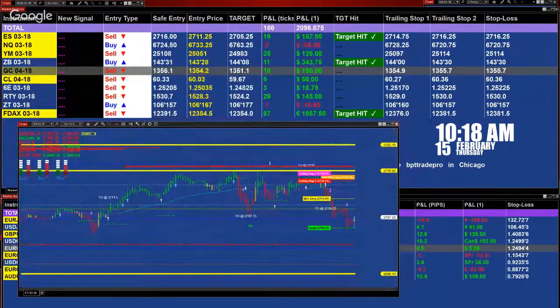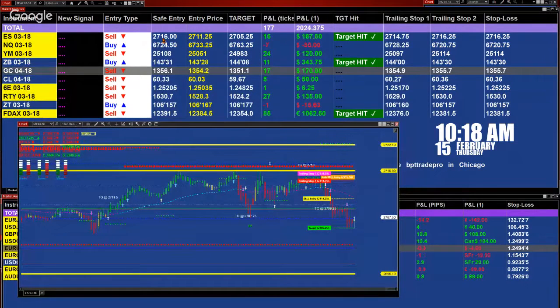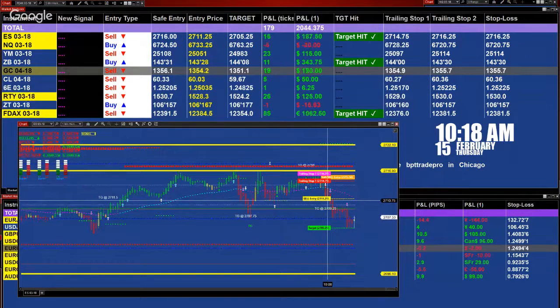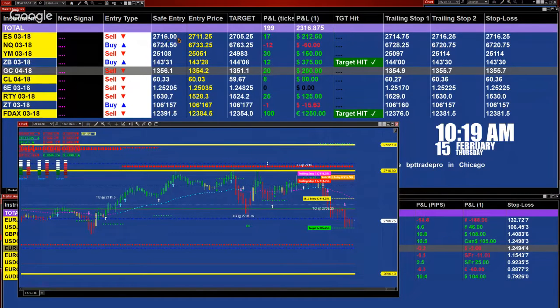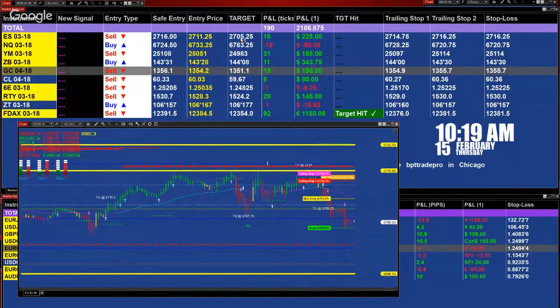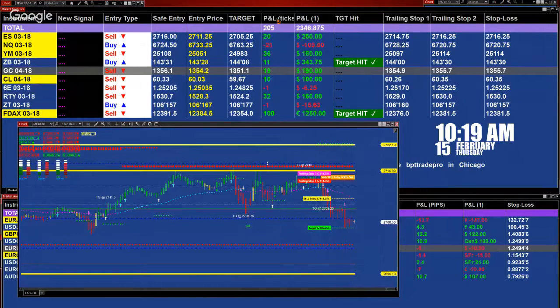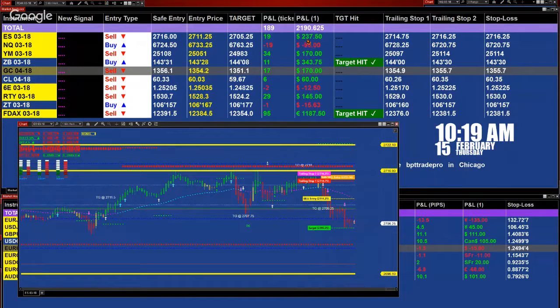So as you see from your market analyzer, here's your 2711. The 2716 is the safe entry. The target is 2705. Here is your target, 2705. Your PNL on the last signal was $250.